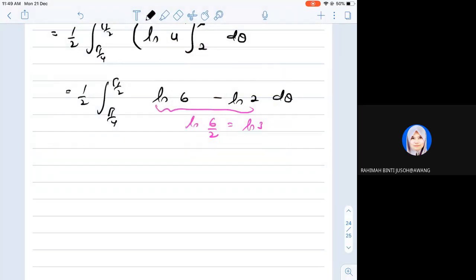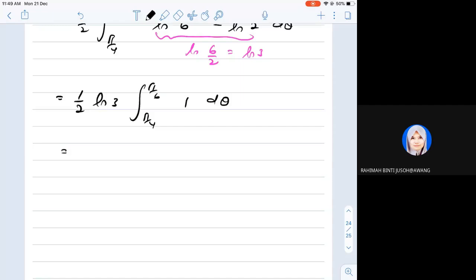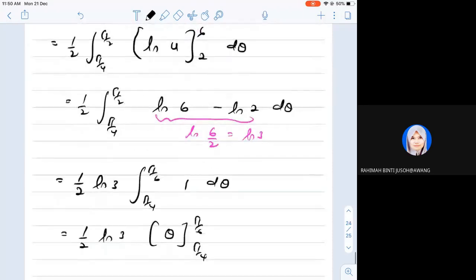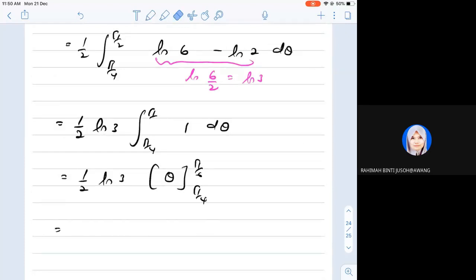Okay, so we have ln 3, which is just a constant. So 1 over 2 ln 3, integrate pi over 4 until pi over 2, we have 1 d theta. So integrate 1, we get theta, of course. Substitute pi over 2 and pi over 4. Sorry guys, so here it is pi over 2.